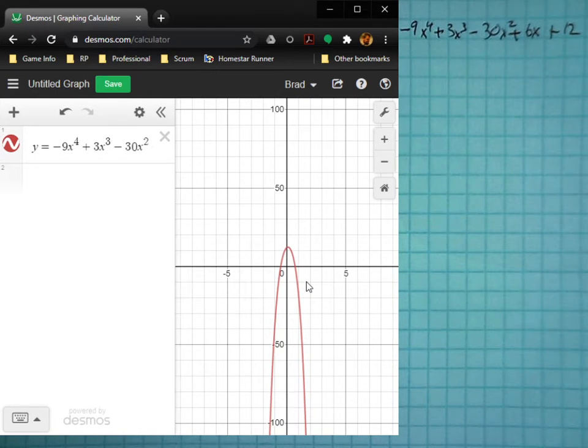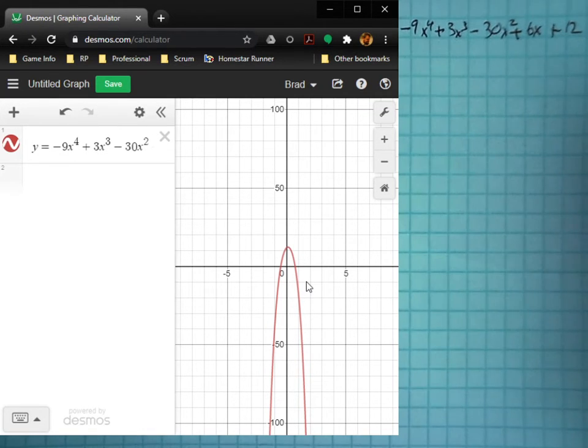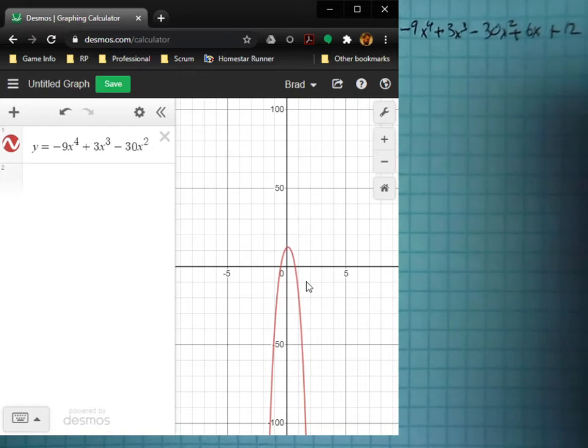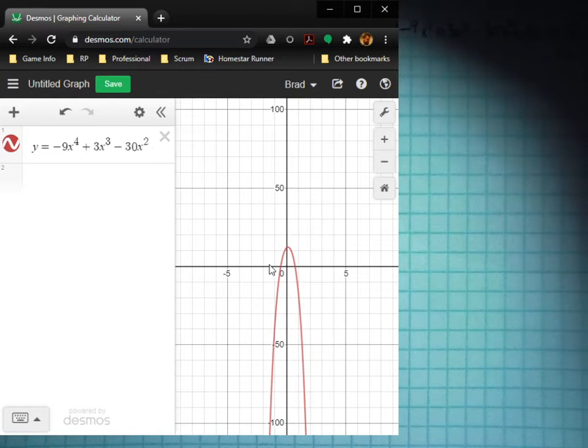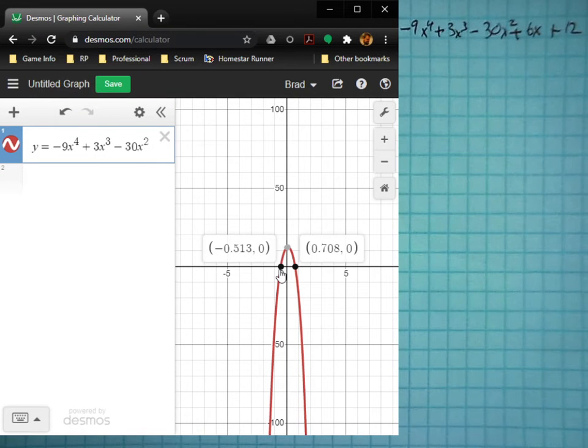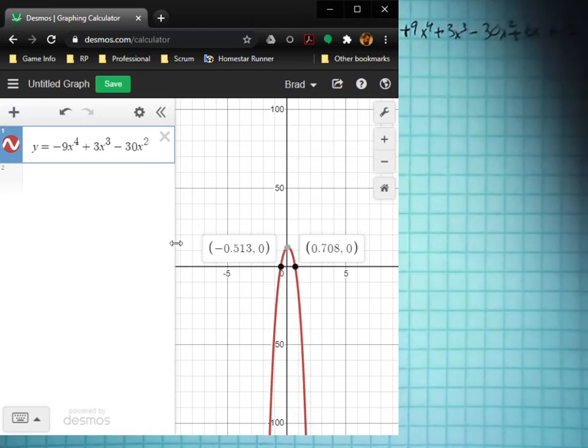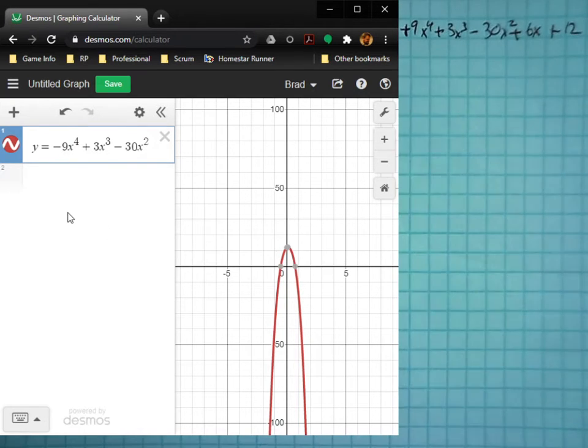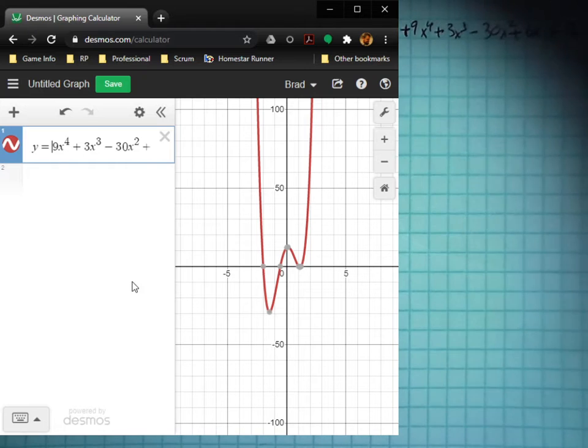Now I wish I'd checked the answers in advance. This is a fourth degree polynomial, which means I'm expecting to find up to 4 zeros, and I see 2 of them. Oh, and both irrational? I have typed something in wrong. 9x. Oh, it wasn't supposed to be negative 9x to the fourth. It was supposed to be positive. Much better.